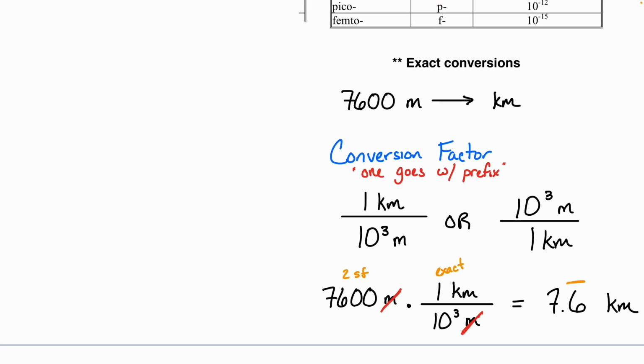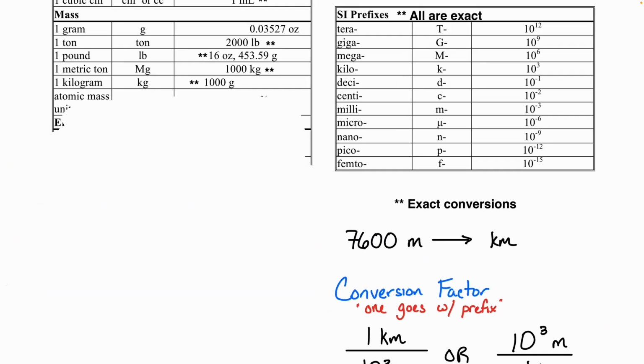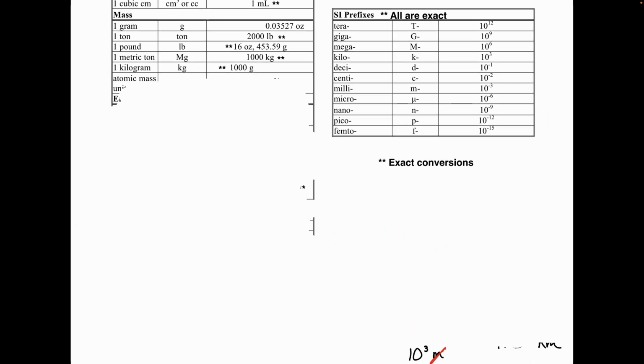All right, cool. So then one more. Let's go up to this table here. I want you to do it from scratch. Make some room here. You're going to convert 4,620 milliseconds into seconds.